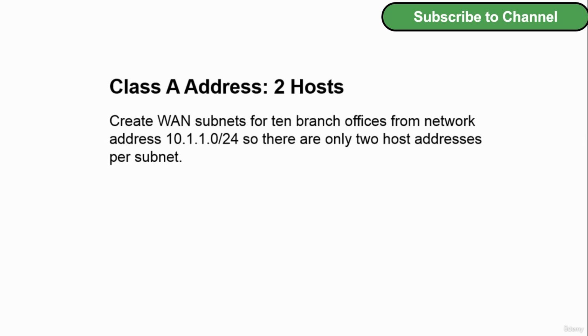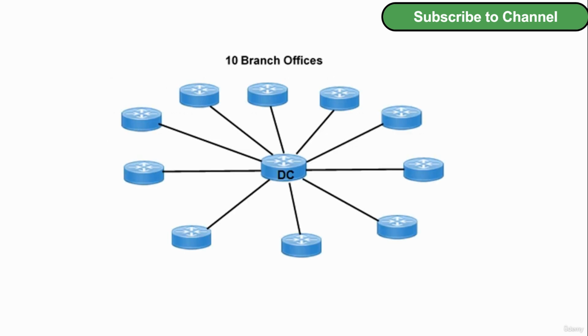This WAN subnet has 2 routers, and each router has a WAN interface. So there's only 2 host addresses required per that WAN subnet or WAN link. So here's an example. There's the data center there, and I've got 10 branch offices. Each of these has a separate WAN link, therefore a separate WAN subnet. It's just another broadcast domain. And that's currently the topology, hub and spoke.